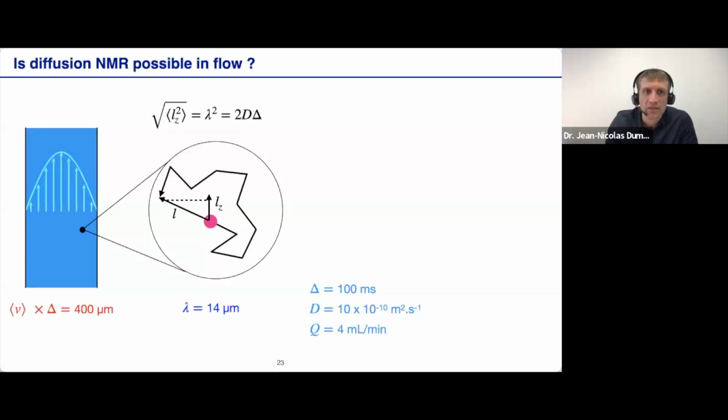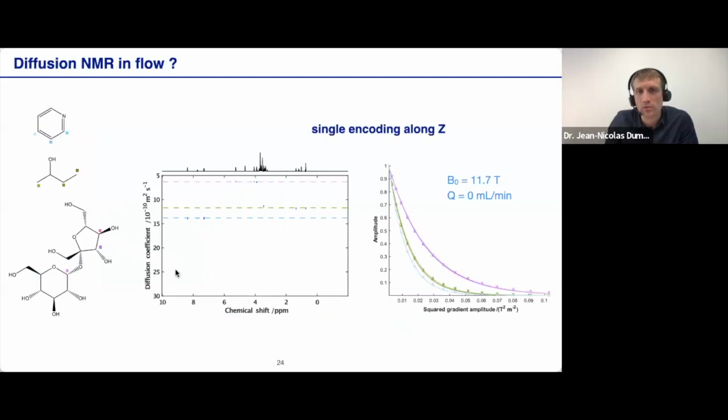Now, if at the same time the sample is flowing at a flow rate of 4 milliliters per minute, which would be a typical flow rate for online reaction monitoring, then the corresponding displacement is over a spatial scale that is more than 1 order of magnitude larger. So one is trying to characterize a motion that is quite small compared to the sample flow. And one can expect that the sample flow will interfere quite badly with the diffusion measurement. And this is unsurprisingly what is observed experimentally.